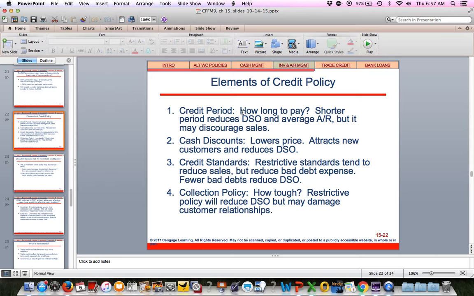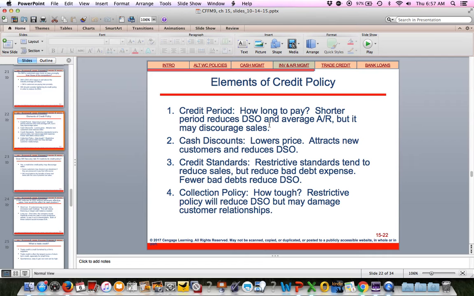A shorter collection period or credit period reduces the DSO number, and it reduces average AR, but it may discourage sales, because possibly that's why we have those customers. Those customers are going, well, if you guys are going to switch from 45 days to 30 days, I'll go somewhere else, because I can find somebody else who's going to sell to me and let me pay them back in 45 days, and they have the same stuff you guys have. So that's the hard part. Will we lose sales if we shrink the days that people have to pay us back?